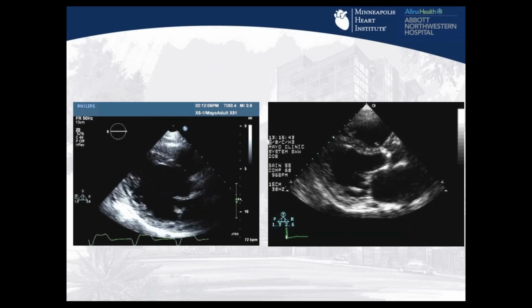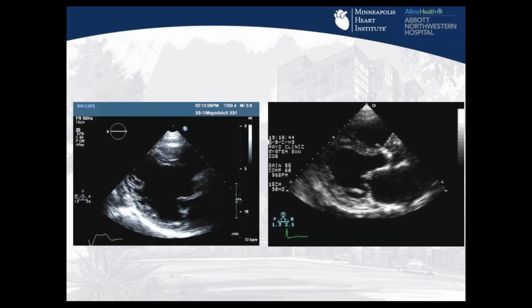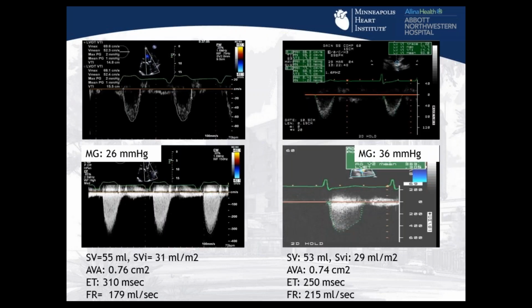So these are two patients. Both have aortic stenosis, both have low ejection fraction. So let's look at their data here. The first patient, stroke volume is 55 ml. His stroke volume index is 31. The second patient is very similar, 53 ml and 29. Aortic valve area in both patients is essentially the same, 0.76 and 0.74.